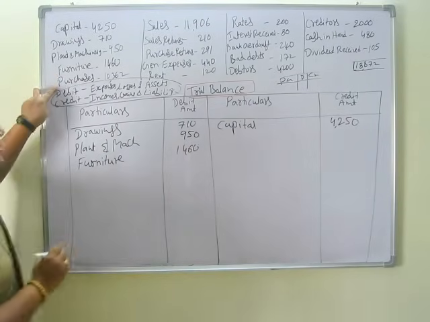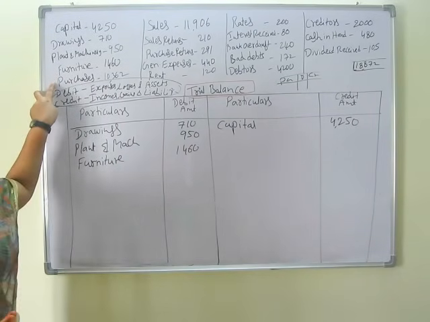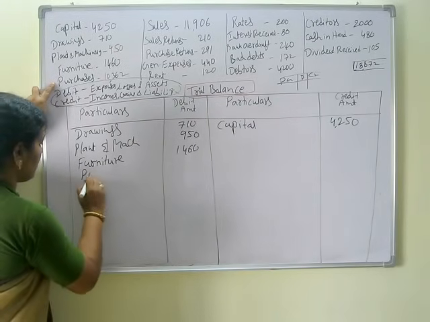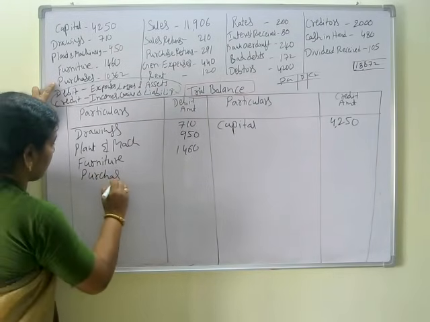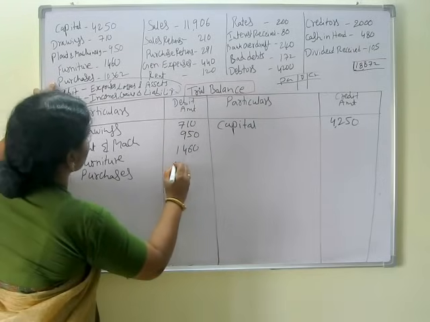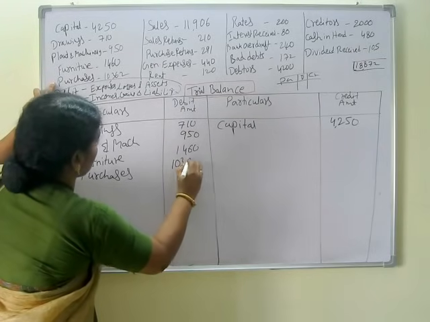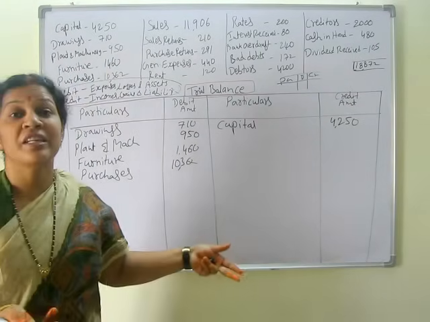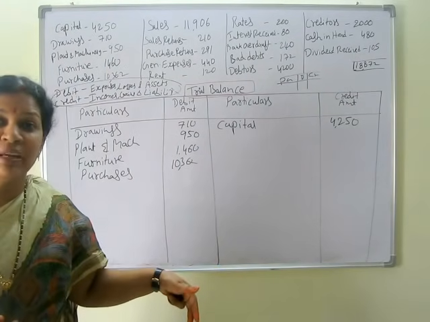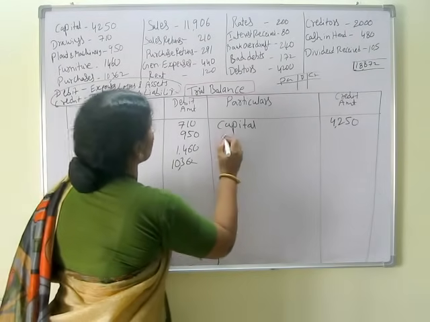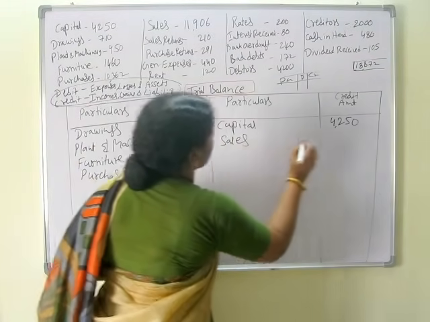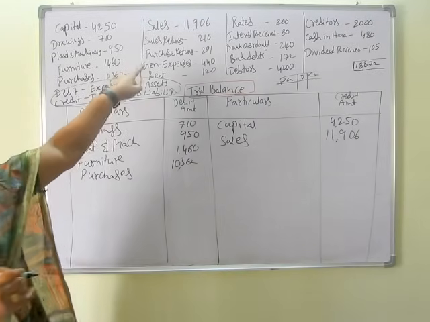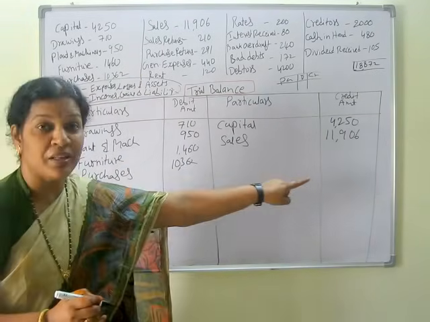Furniture 1460. Purchases. When we are purchasing anything, it's an expense. All the expenses, debit side. So purchases, debit side, 10,362. Sales. Whenever you are selling, it's an income. All the incomes will be on the credit side. So sales 11,906.